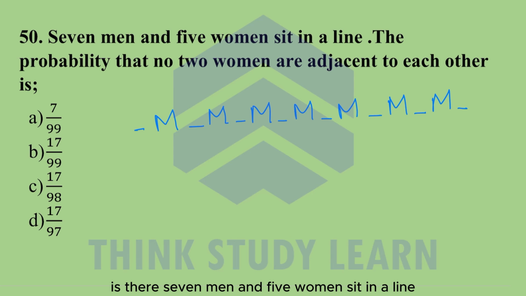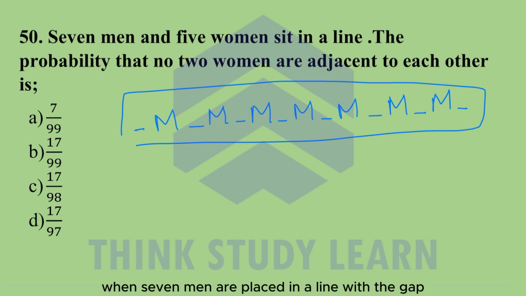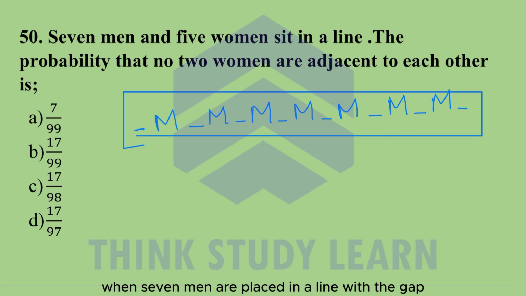The next question states: 7 men and 5 women sit in a line. The probability that no 2 women are adjacent to each other is... so we have to find the probability when no 2 women are sitting together. So I have made the arrangement here, when 7 men are placed in a line with the gaps, when no 2 women are sitting together.